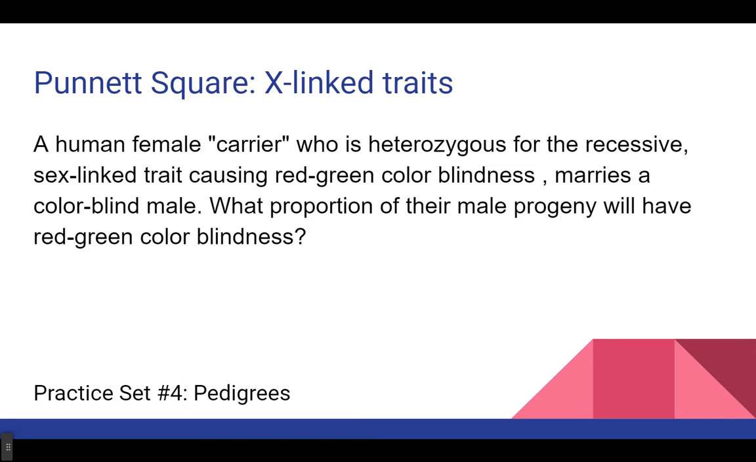Okay, one practice problem with sex-linked traits for you. A human female carrier is heterozygous for a recessive sex-linked trait causing red-green color blindness, and she marries a colorblind male. What proportion of their male offspring will have red-green color blindness? Take a minute, write it out, talk about it, see if you can figure that one out.